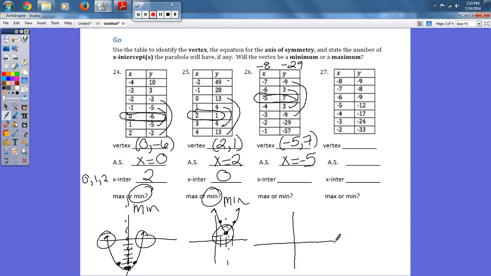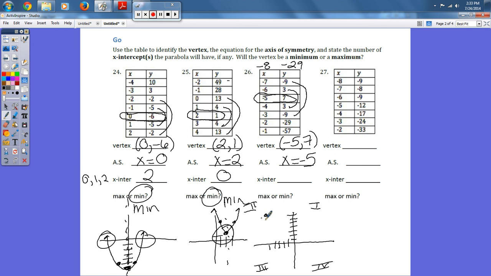Quick sketch, where is (-5, 7)? It's up here in quadrant 2. Remember how the quadrants are labeled. Quadrant 1, and we use Roman numerals, is positive, positive. Then we go counterclockwise around. So the vertex is in quadrant 2.